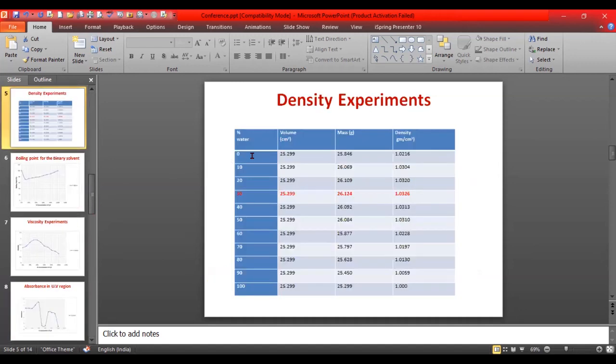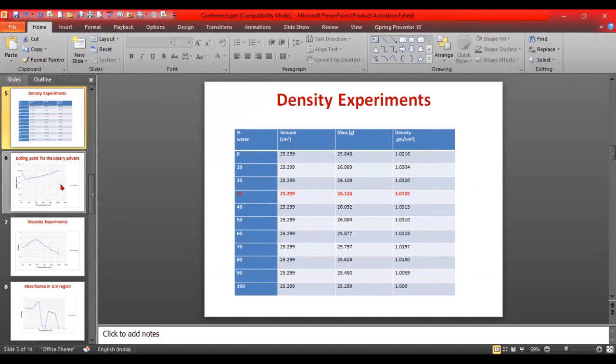So what we have done, we have done very simple experiments like density experiments. We have changed the volume percent of water in dioxane, and then we have seen the changes in density. Here we find that when we are putting 30 ml water and 70 ml dioxane, we got the highest density. So some changes are happening at this composition of water and dioxane.